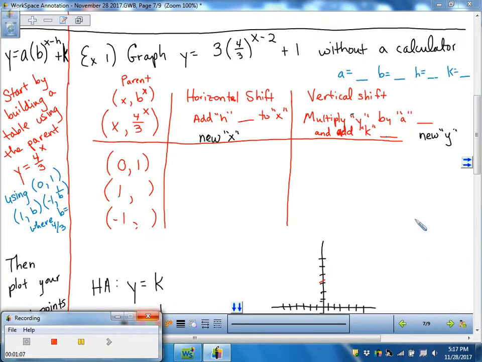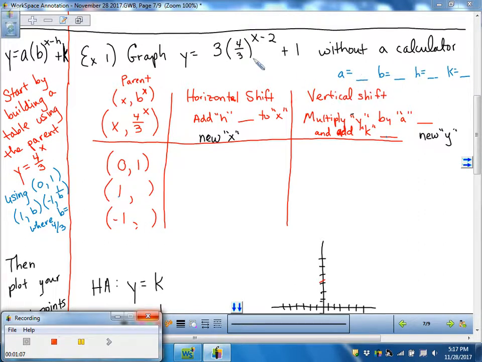Okay, moving right along to example 1. Now we're basing this off of the standard form of our exponential function, y equals a times b to the x minus h, plus k. And the first thing we're going to do, we're going to graph y equals 3 times 4/3 to the x minus 2, plus 1 without a calculator.